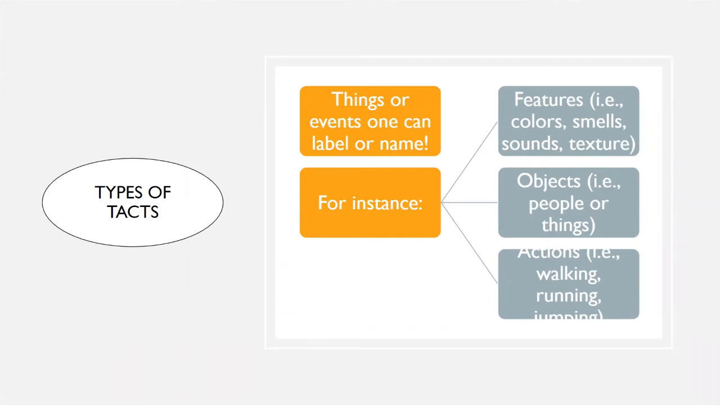Here are some examples of different types of tacts. Remember, things are events that one can name or label. That could be features such as color, smells, sounds, or textures, or objects such as people or things, as well as actions like walking, running, or jumping.